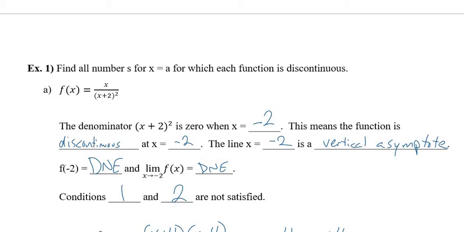f of negative 2 does not exist, and the limit as x approaches negative 2 of the function does not exist. Conditions 1 and 2, that we read on the last page, are not satisfied.